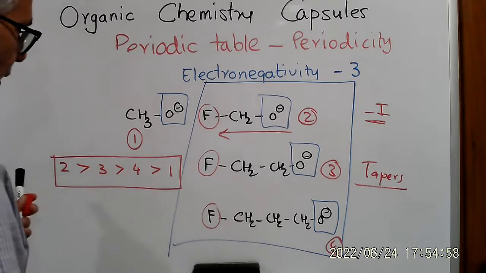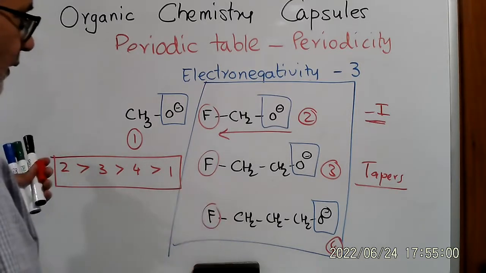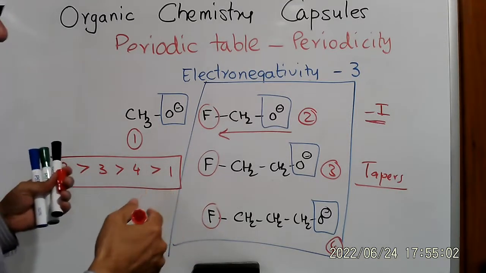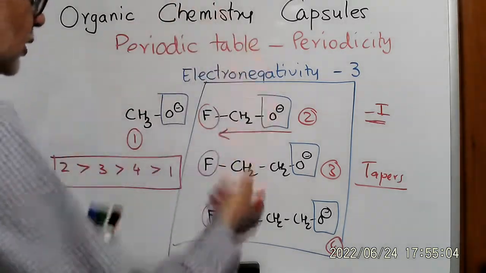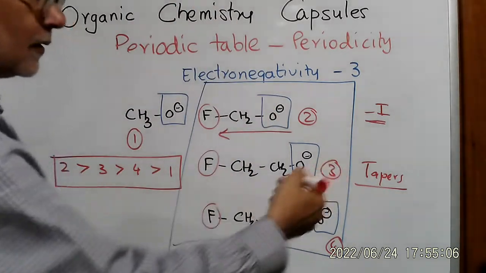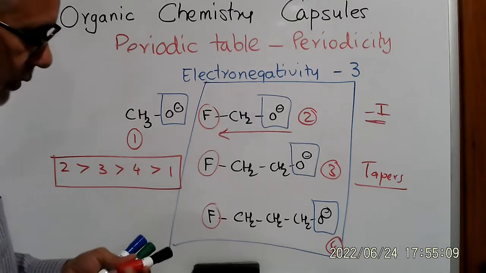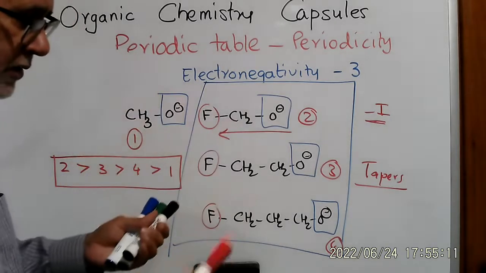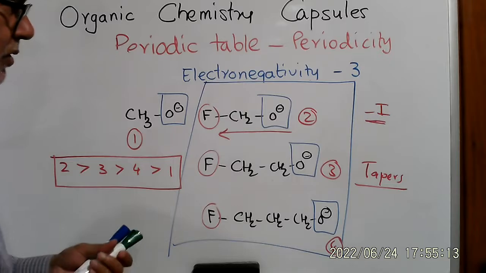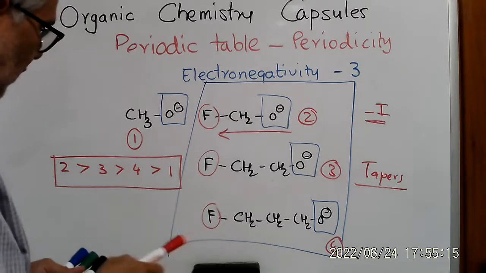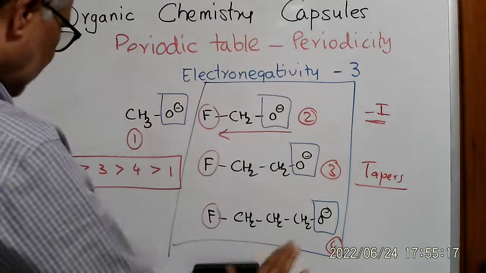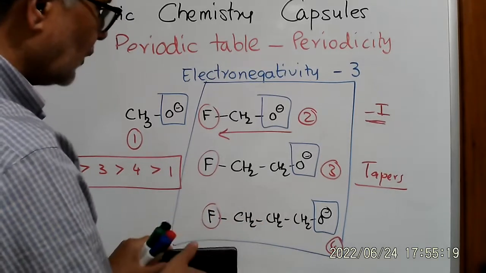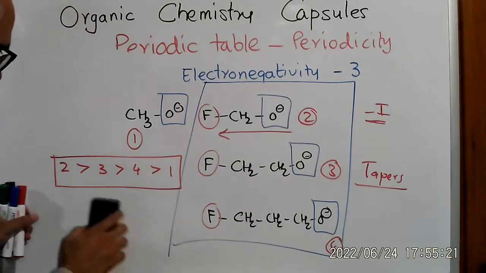So this is about utilizing electronegativity to explain things. So that's what we need to learn. We learn some concept and then apply that concept to solve problems. Now, this is it. We'll go to another example now.